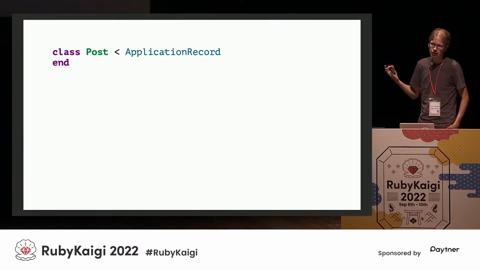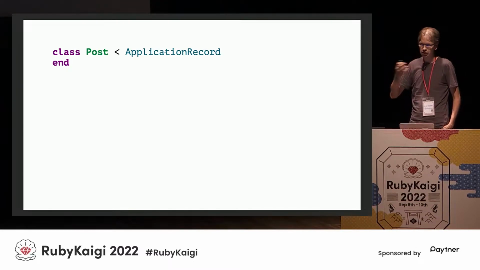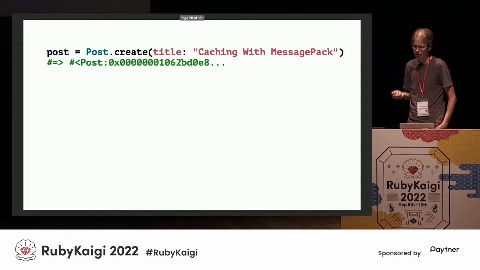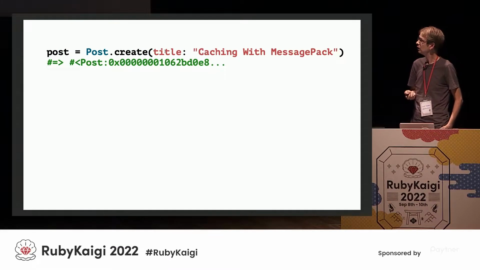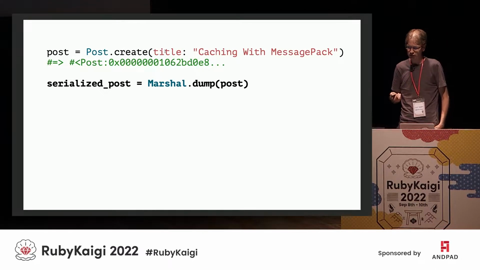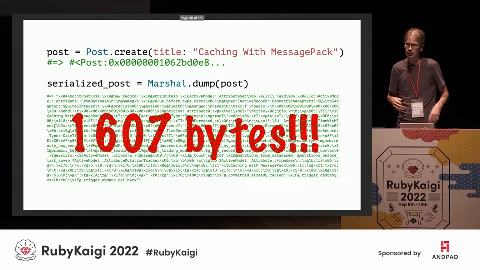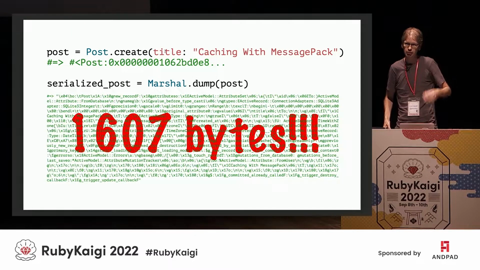I'm going to use the same example that I used from RailsConf, but the details of application record are not important here. We just need an object that's big. So we have a post class. We create an instance with the title caching with MessagePack. We call Marshal dump, right? Two methods of Marshal, basically. So we serialize the data. This gives us back just this binary blob. When I did this a while back, it was 1,600 bytes.